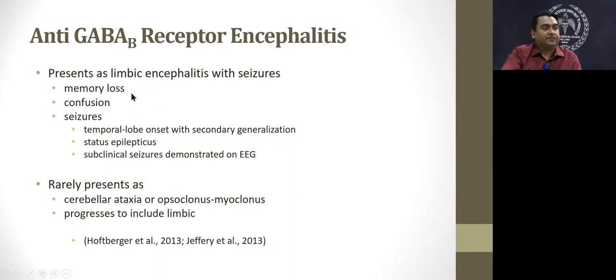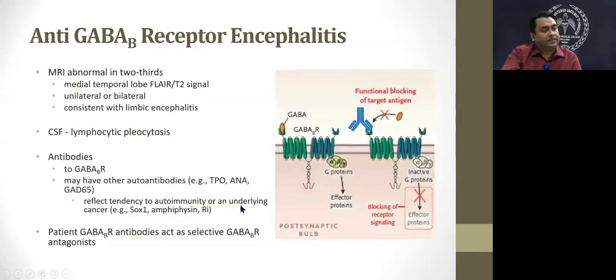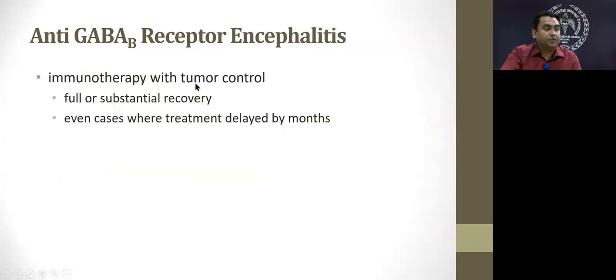The limbic encephalitis presents as memory loss, confusion, and then seizures, usually of temporal lobe onset with secondary generalization. It may also present with status epilepticus or subclinical seizures, which are seen on the EEG. A rare presentation would involve other areas, causing cerebellar ataxia and opsoclonus myoclonus. But that also may gradually involve the limbic system and cause a limbic predominant encephalitis.